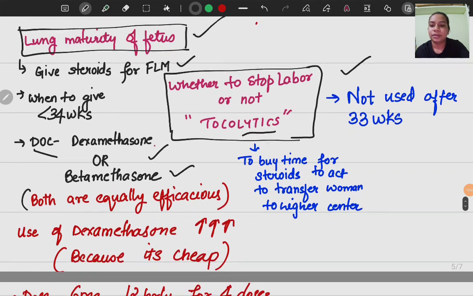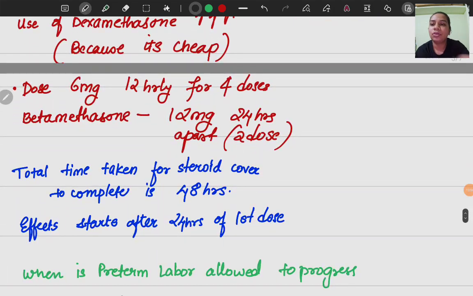Okay, what is the dose of dexamethasone? Dose of dexamethasone is very important, 6 mg 12 hourly. Okay, 6 mg 12 hourly for 4 doses. And what is the dose of betamethasone? We have to double the dose, 12 mg in every 24 hours. Then we have to give only 2 doses.